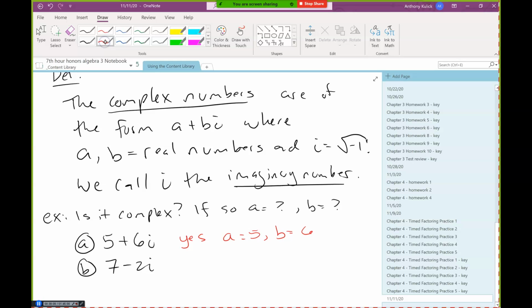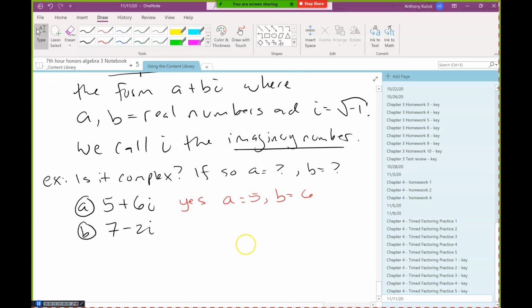How about 7 minus 2i? Is that a complex number? Yeah. What's the value for a? 7. What's the value for b? Negative 2. Everybody okay there?